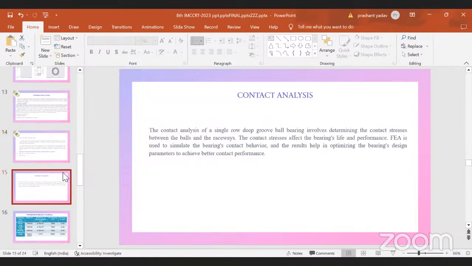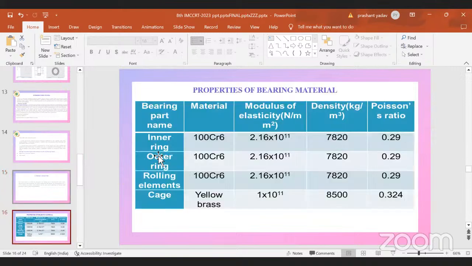Contact analysis of a single row deep groove ball bearing involves determining the contact stresses between the ball and race wheels. The contact stresses affect the bearing life and performance. Finite element analysis is used to simulate the bearing contact behavior, and the results help in optimizing the bearing design parameters to achieve better contact performance. So this is our properties of bearing material: bearing part name, material, modulus of elasticity, density and Poisson's ratio.